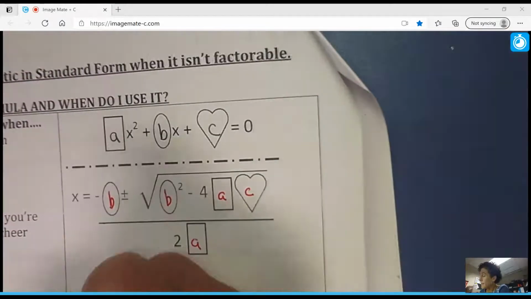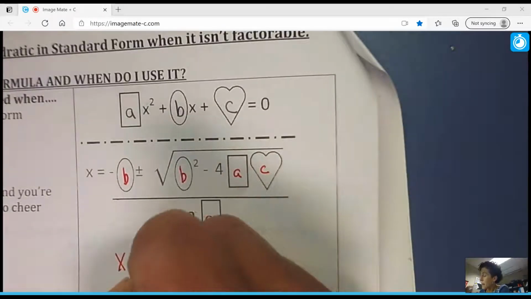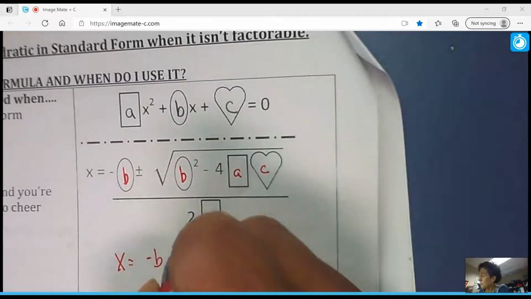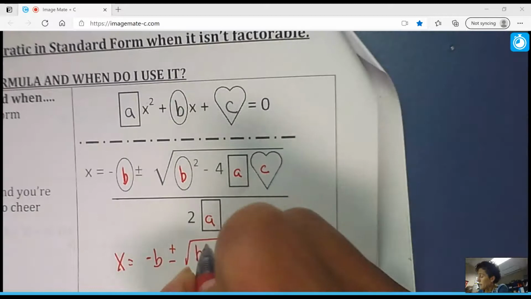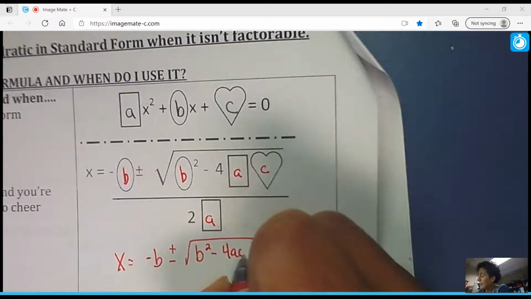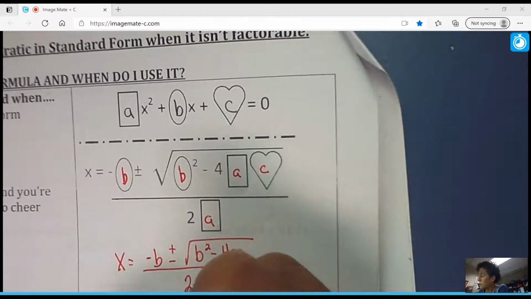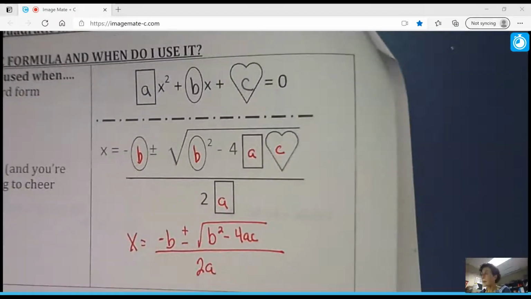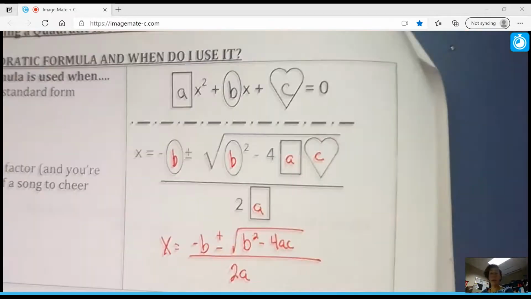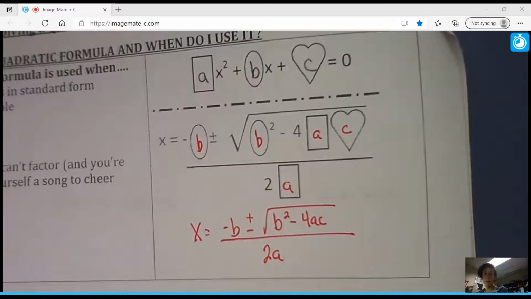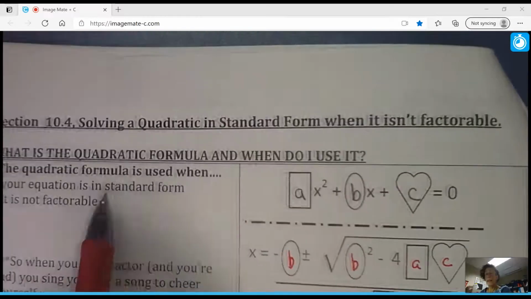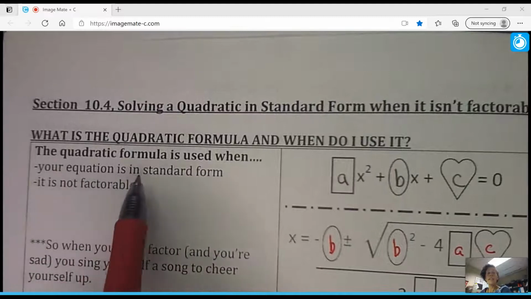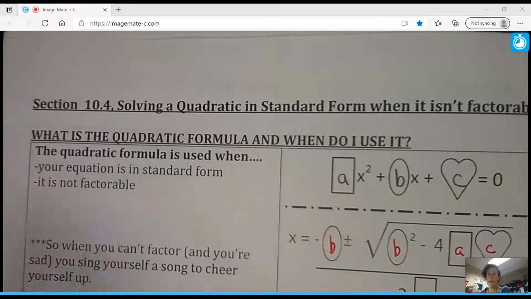So without all of this, it goes x equals opposite b plus or minus square root b squared minus 4ac all over 2a. Now, if you're going to be in my class, I'm going to make you write this down like 5 times or 10 times to make you memorize it. We're going to use this again when our equation is in standard form, but it's not factorable.